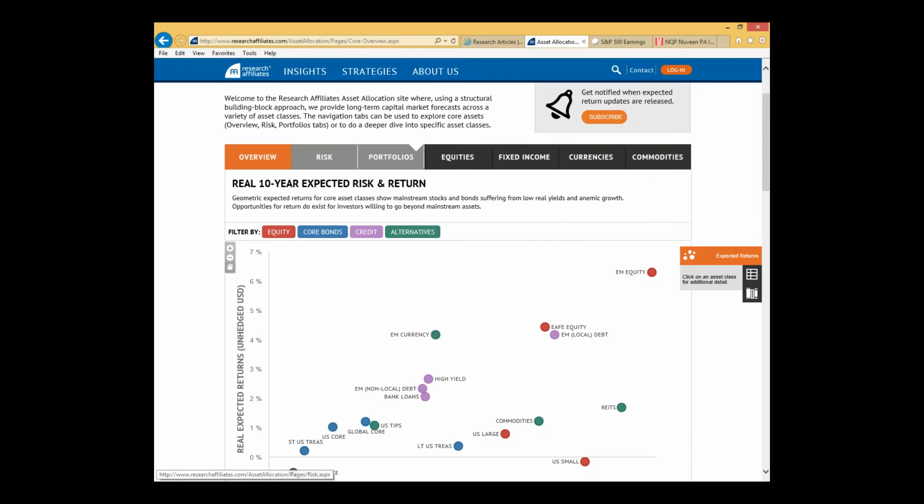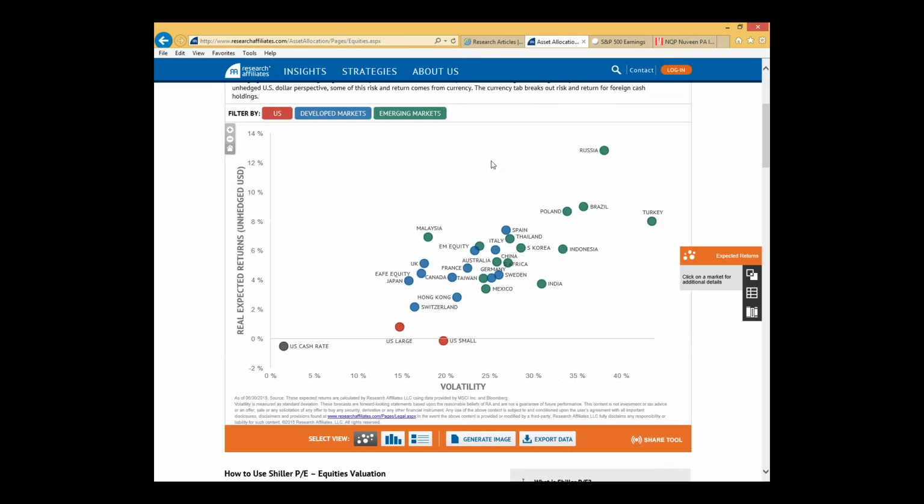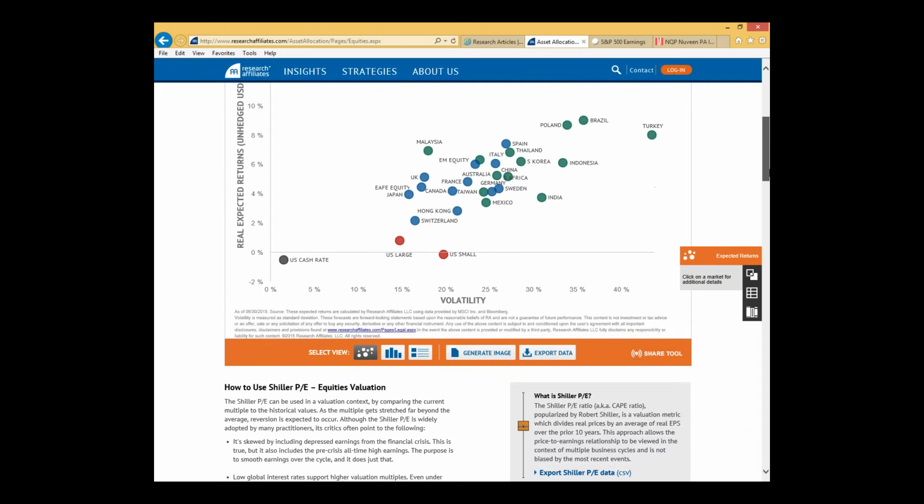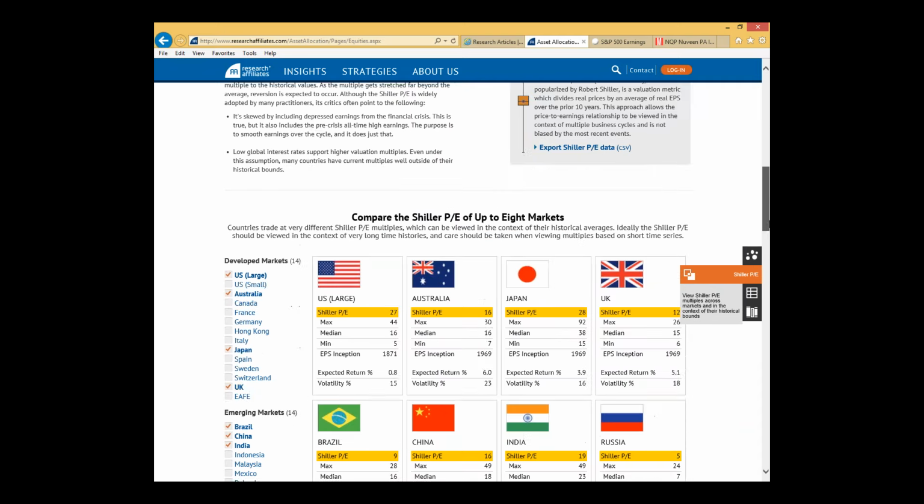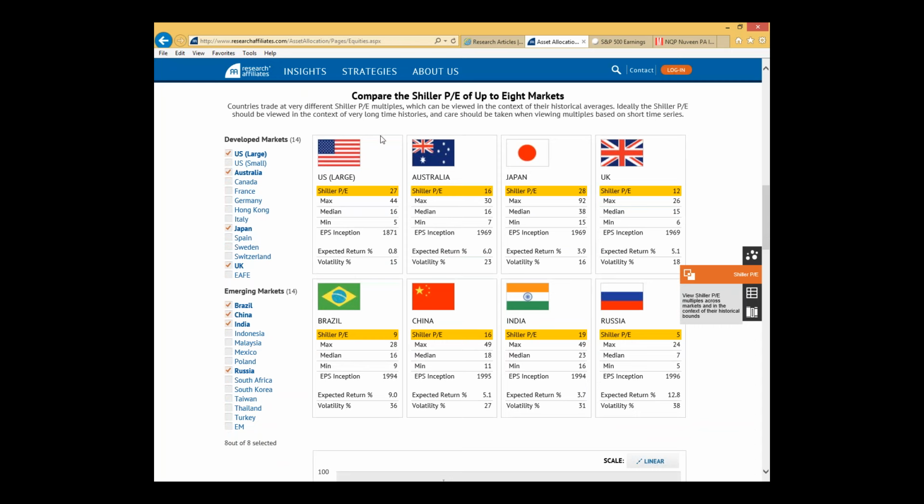This website also has more detailed information. This is the overview. If we click on equities, they have it by country. The U.S., because their CAPE ratio is higher than the other countries, has a lower expected return. In many of these other countries, we see higher expected returns, but also a pretty high level of volatility compared to those expected returns. This just shows some of the major countries.